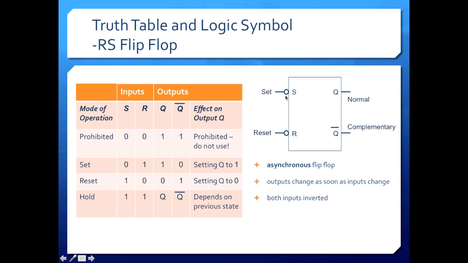But here, because we have these inverters, it actually inverts the result. So if you think about this 0 going in, this set 0, it would go through that inverter, and then it would actually come out as a 1, and that's what creates the set state.